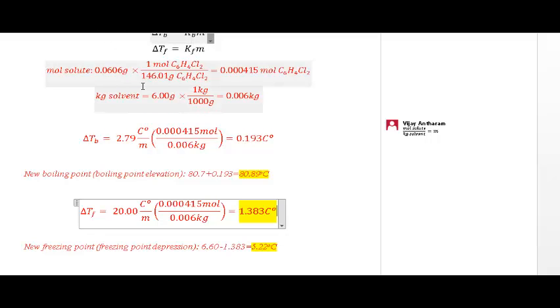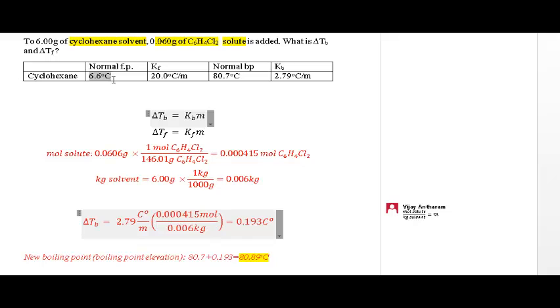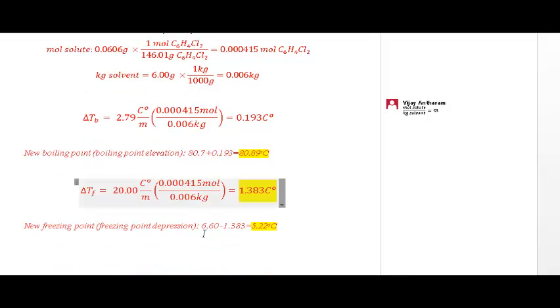So the freezing point gets depressed. It lowers. So our new freezing point is going to be the original freezing point, and because it's freezing point depression, 6.60 degrees minus our delta T, our change in freezing point, which is 1.383 or so degrees. Because it's freezing point depression, it is going to be lowered by 1.38 degrees, and our new freezing point of cyclohexane, when we add this solute, is going to be 5.22 degrees C.